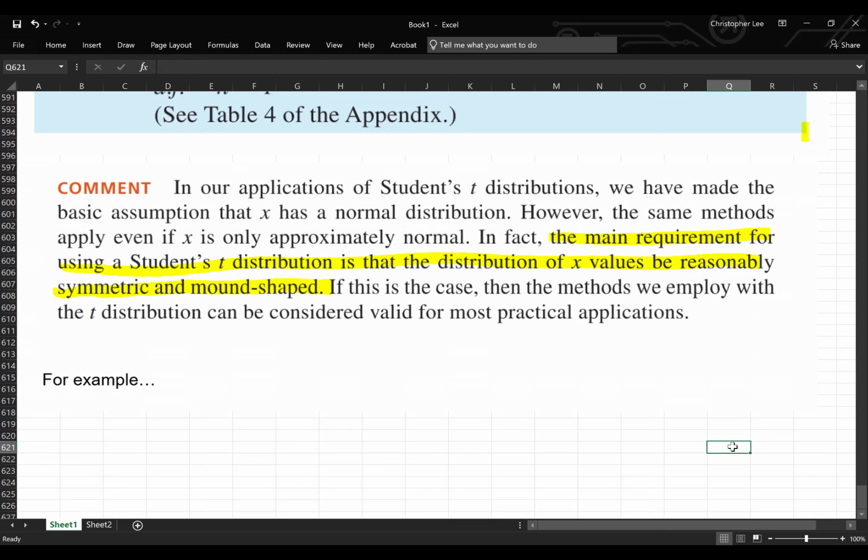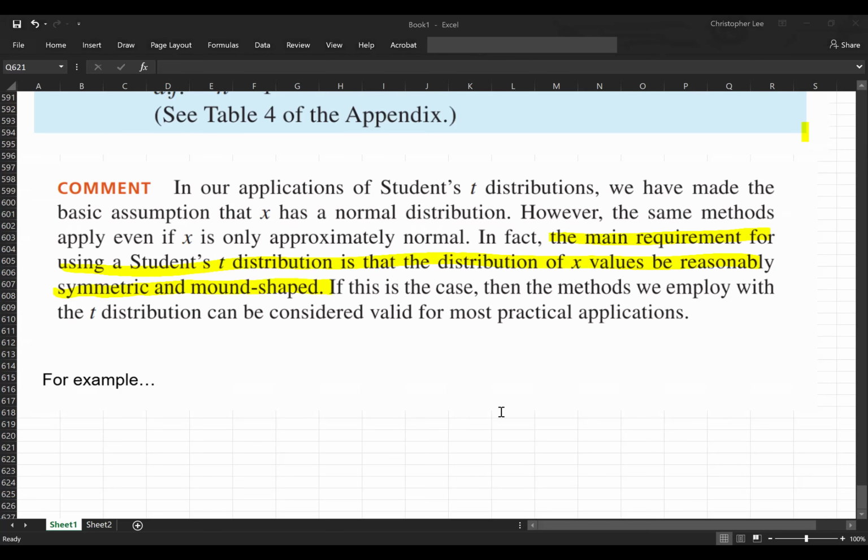In our applications of student's t distribution, we have made the basic assumption that X has a normal distribution. However, the same methods apply even if X is only approximately normal. In fact, the main requirement for using a student's t distribution is that the distribution of the X values be reasonably symmetric in mound shape. If this is the case, then the methods we employed with the t distribution can be considered valid for most practical applications. For example, y'all ready?